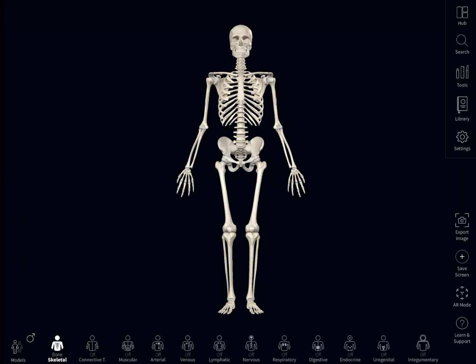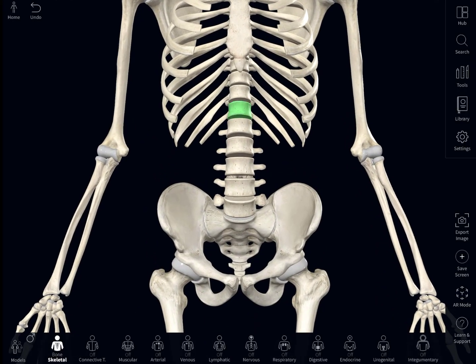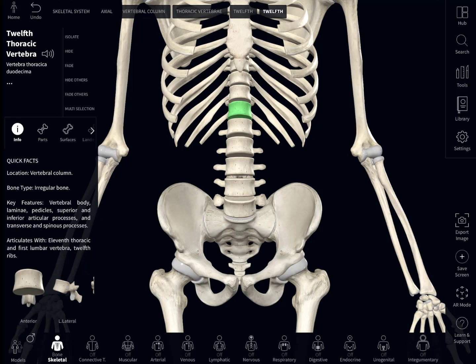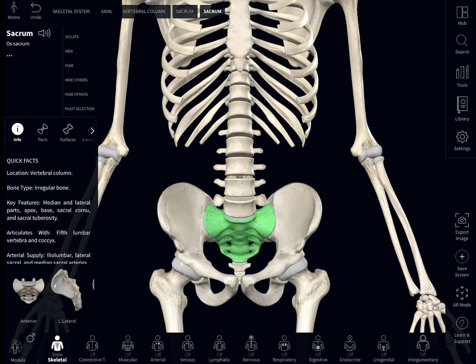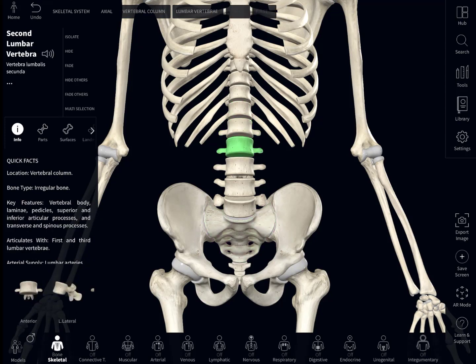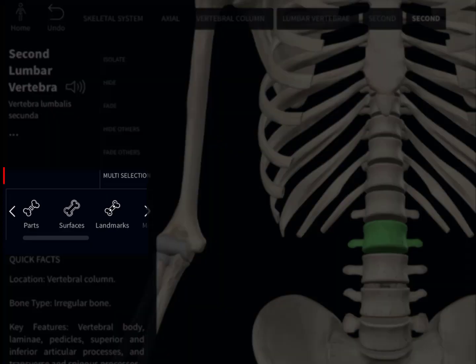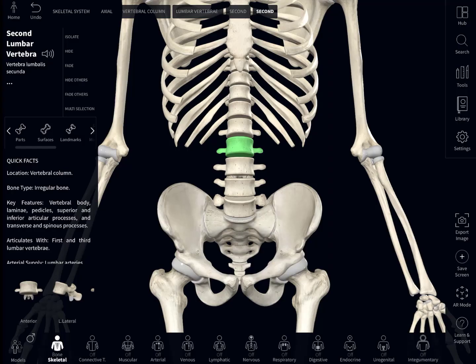The lumbar vertebrae are located between the last thoracic vertebra and the sacrum. So we have 1, 2, 3, 4, and 5 lumbar vertebrae. Let me choose the second lumbar vertebra, and let me tell you that every time we are discussing a bone, it does not matter which bone it is, we want to think of it in parts, surfaces, and landmarks. Let's start with the parts.